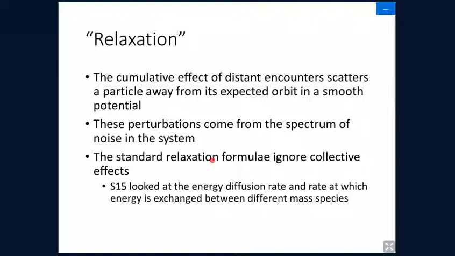Relaxation in an n-body system, which should be negligible if it's collisionless, is caused by the cumulative effect of distant encounters, and in the case of these n-body simulations, you can see from what I just described that the perturbations come from the spectrum of noise in the system. The standard relaxation formulae that you read in Binney and Tremaine and other places ignore the effect of these collective oscillations, and you want to try and see if you can measure the rate at which the system is relaxing, and that's what I did in this paper.